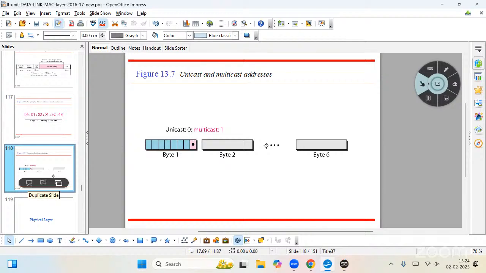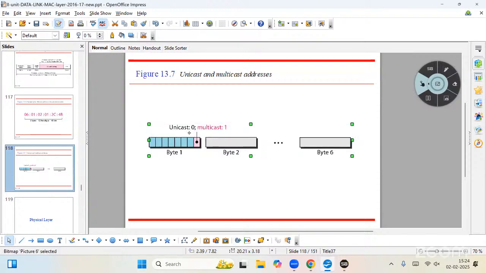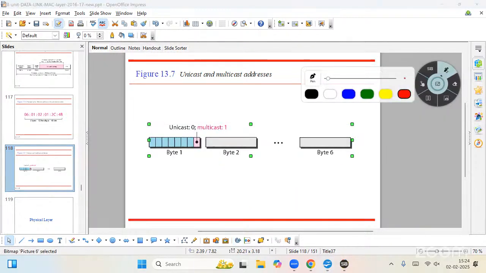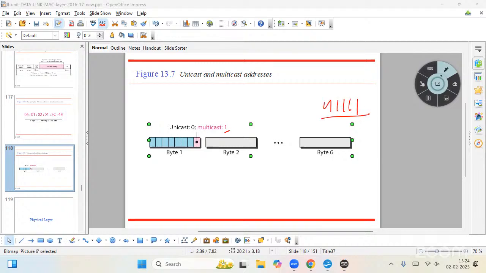In that we can use the address. That address is a unicast address or a multicast address. If the bit is 0, it indicates unicast. 1 indicates multicast. If all the address bits are ones, that comes under multicast. So what is multicast? One to many.